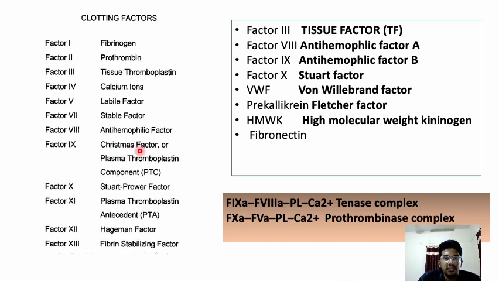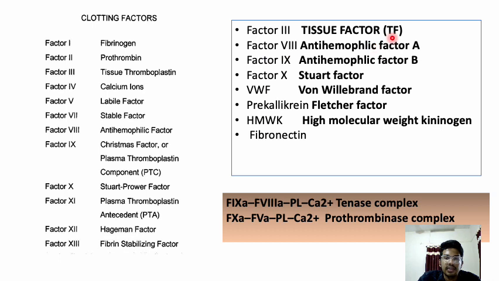factor 9 is the Christmas factor, factor 10 is the Stewart-Prower factor, factor 11 is the plasma thromboplastin antecedent, factor 12 is the Hageman factor. Factor 13 is the fibrin stabilizing factor. These are some other names of these same factors.